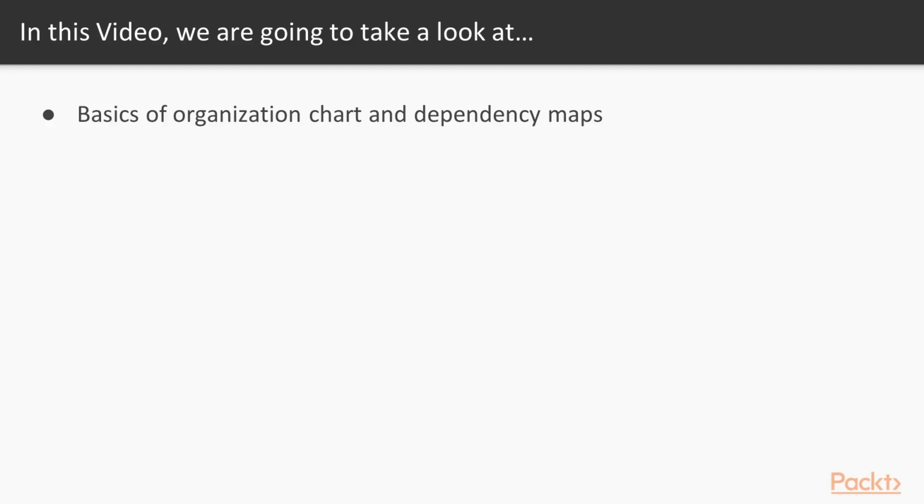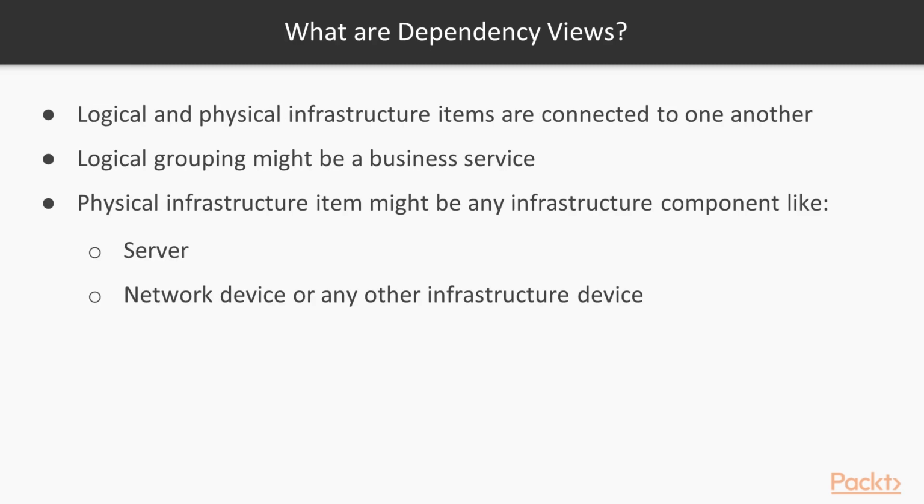In this video, we will learn about the basics of organization chart and dependency maps. What are dependency views? A dependency view shows a snapshot of how different logical and physical infrastructure items are connected to one another. Logical grouping might be a business service, a reference to a process, or any other logical item, whereas a physical infrastructure item might be any infrastructure component like a server, network device, or any other infrastructure device.